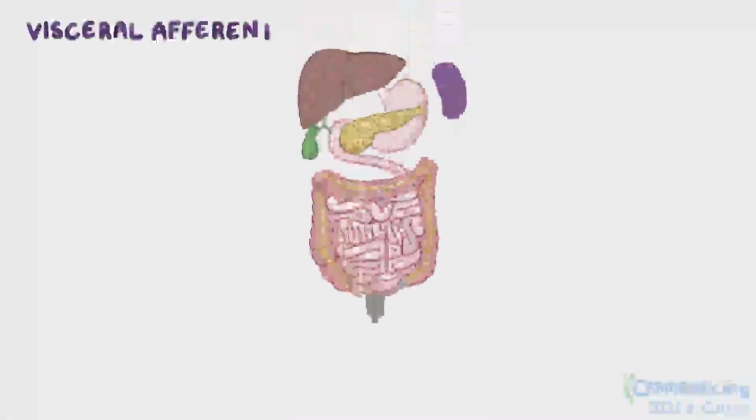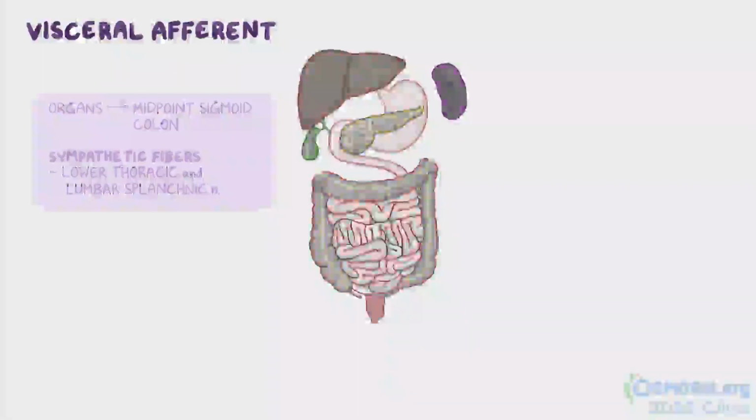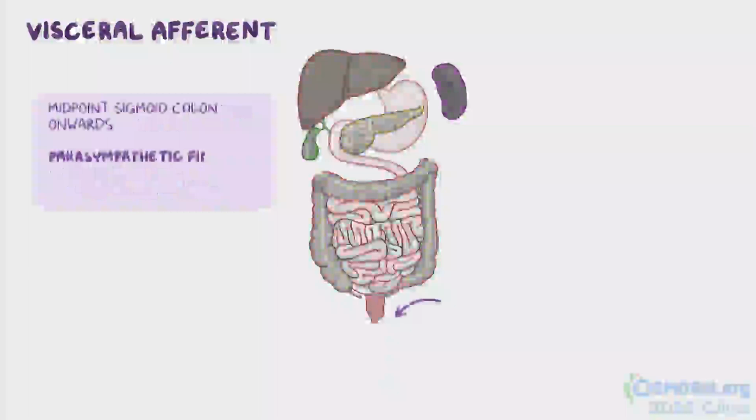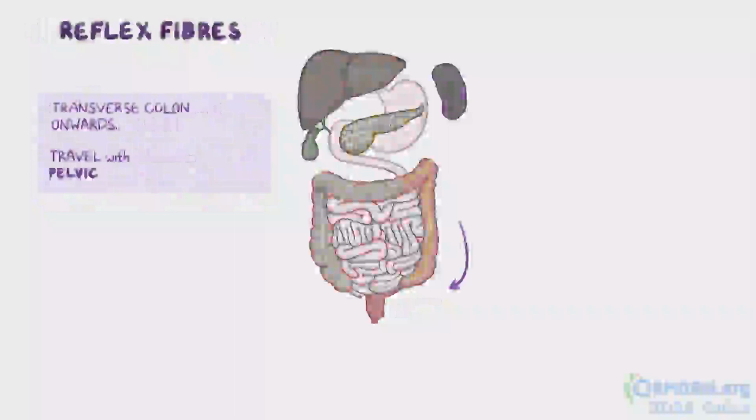Visceral afferent fibers from the abdominal organs up to the midpoint of the sigmoid colon run retrogradely with sympathetic fibers in the lower thoracic and lumbar splanchnic nerves. The visceral afferent fibers from the midpoint of the sigmoid colon onwards run with parasympathetic fibers to the S2 through S4 sensory ganglia. Lastly, the reflex fibers from the abdominal organs up to the transverse colon travel with the vagus nerves, and those from the transverse colon onwards travel with the pelvic splanchnic nerves.